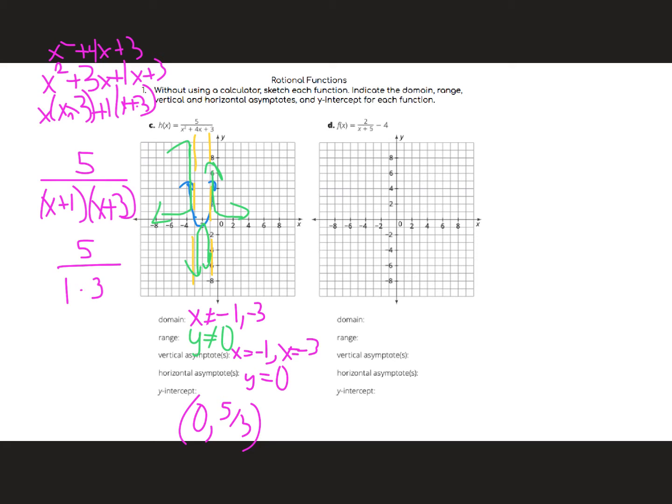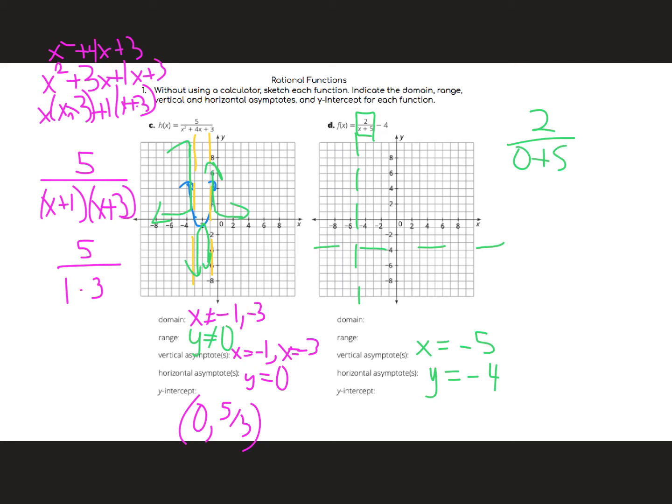We've got 2 over x plus 5, minus 4. So x plus 5 is 0 at negative 5. So x equals negative 5 is a vertical asymptote. As x gets huge, this part goes to 0, but then we subtract 4. So the horizontal asymptote for this one is going to be at y equals negative 4. The y-intercept, we plug in 0 for x.